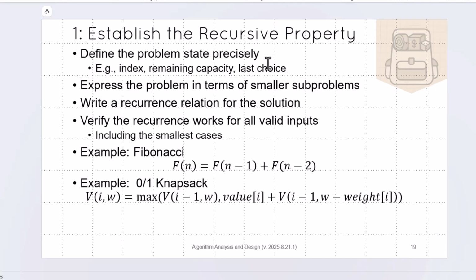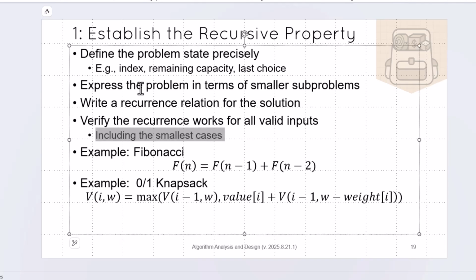Okay, so the first step, again, establishing the recursive property. We define the problem state precisely. So, for example, the index, remaining capacity, last choice, etc. Express the problem in terms of smaller subproblems, write a recurrence relation for the solution, verify the recurrence works for all valid inputs, including smallest cases.